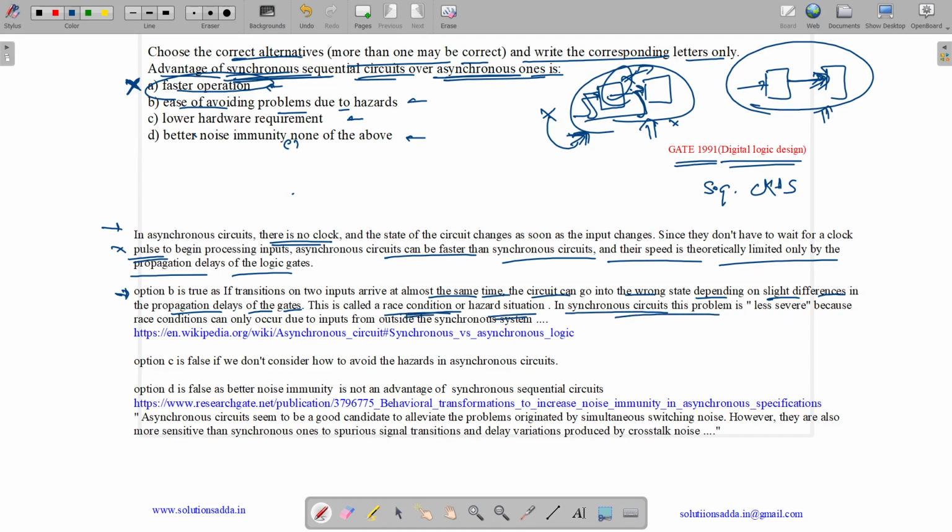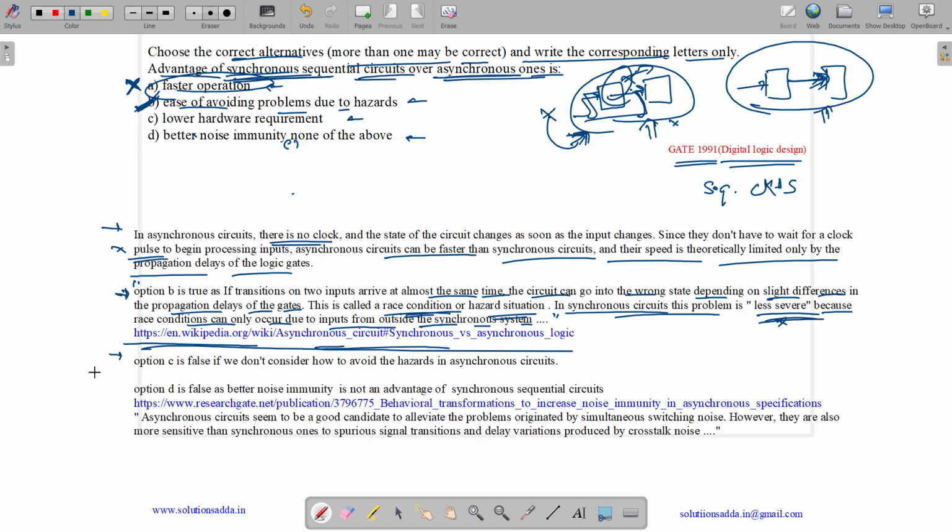In synchronous circuits, this problem is less severe because a race condition can only occur due to inputs from outside the synchronous system. Thus, synchronous circuits have a less severe hazard problem. You can refer to this link for this statement, which has been taken from Wikipedia. So option B is true. We can easily avoid hazards in synchronous circuits.